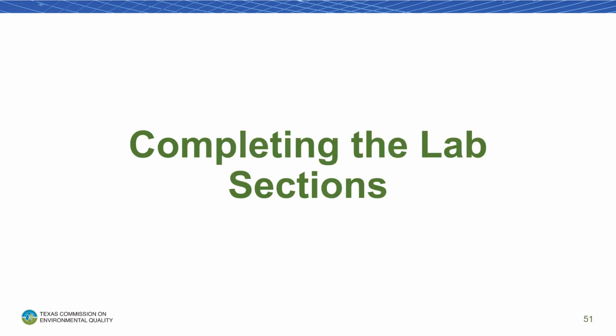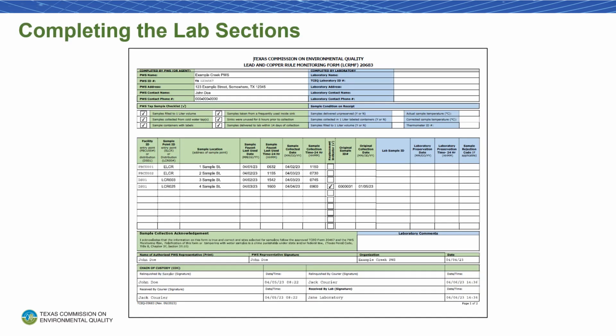In this section, we will walk through the completion of the lab portion of the water quality parameter monitoring form, the sections marked in blue. For the purposes of this walkthrough, an example of PWS information has been filled in already. First, let's complete the lab contact information.